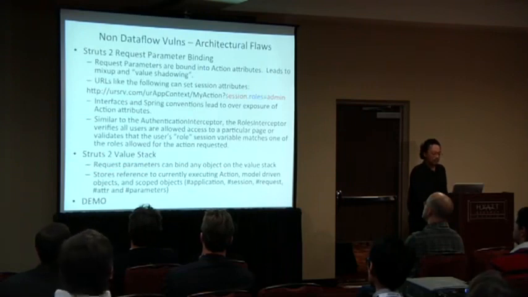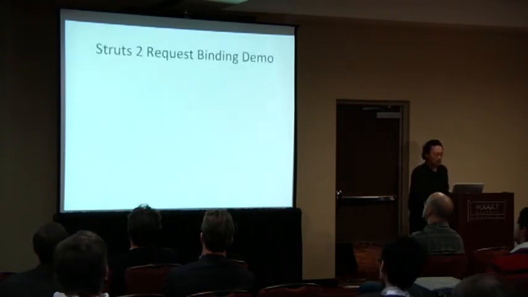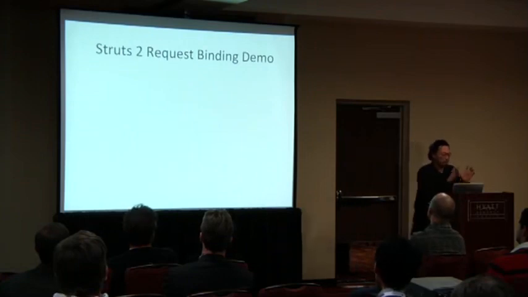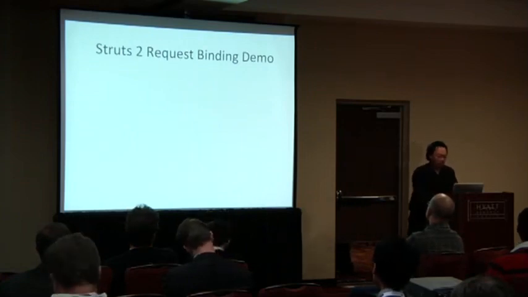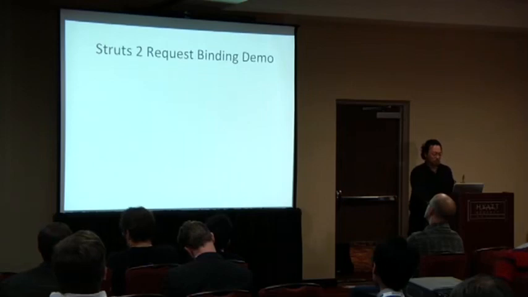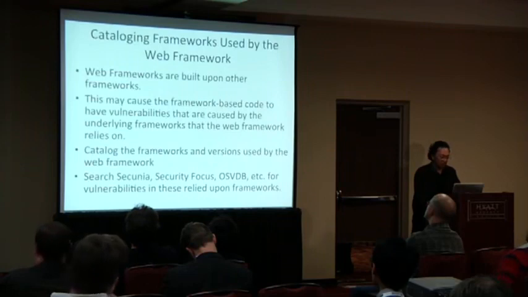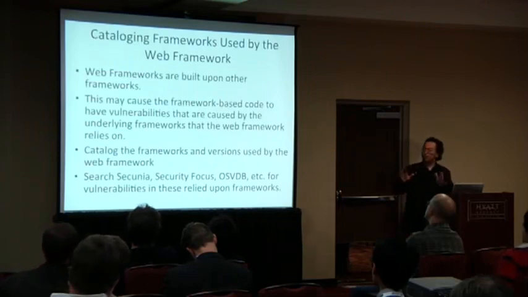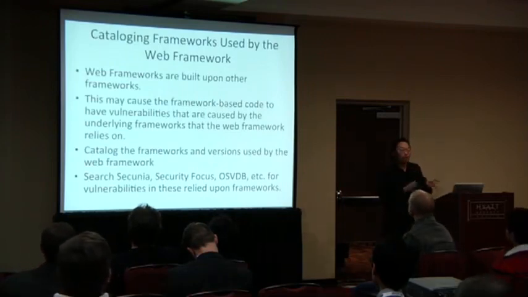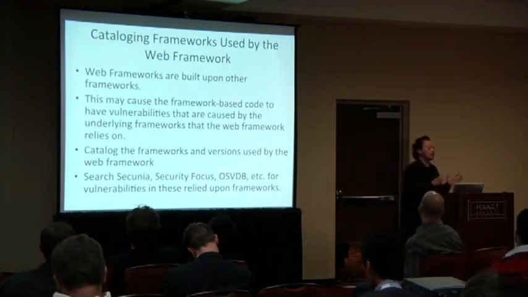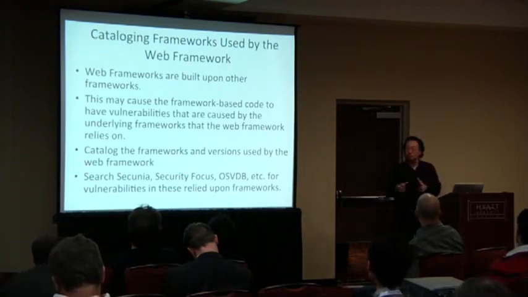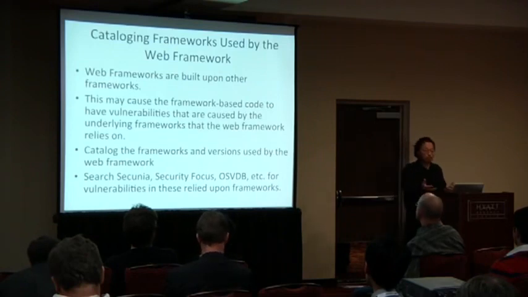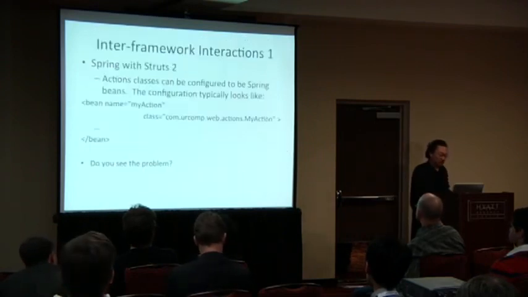Okay, architectural flaws. I was going to talk about request binding, but I've got 5 minutes here. What I want to do is get to the big problem where two vulnerabilities are. This is just basically saying that frameworks are dependent on other frameworks. So you need to look at the other frameworks that it's using and find those vulnerabilities, because if a framework is dependent on another framework and that framework has a vulnerability, most likely the framework you're using has a vulnerability as well.